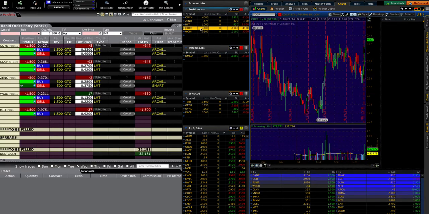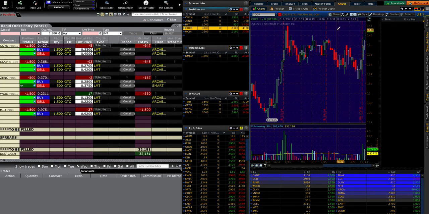Excuse me. COCP, you can see that it went up, has gone against me because I'm at 36. But I will add to that because it seems like it'll hit support here. So I'm going to try to add to that also at the open at about 42.